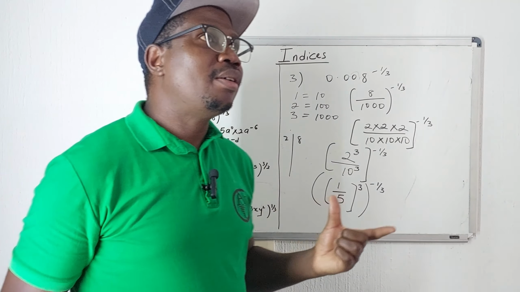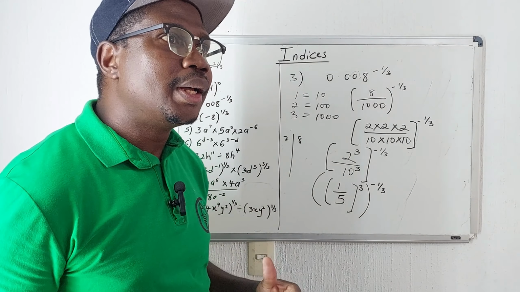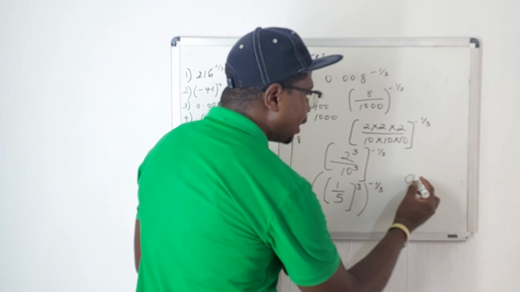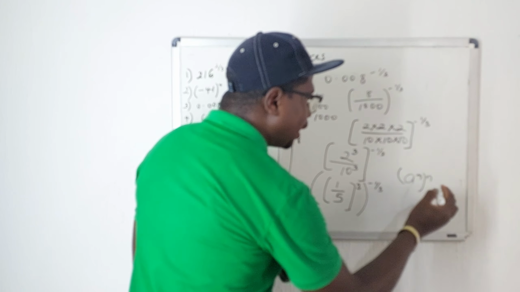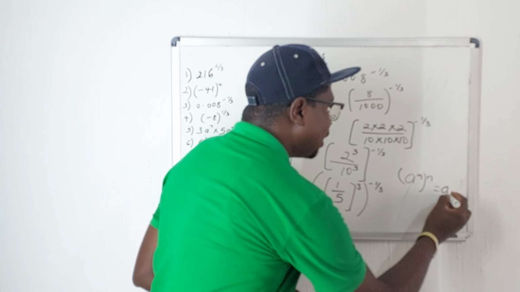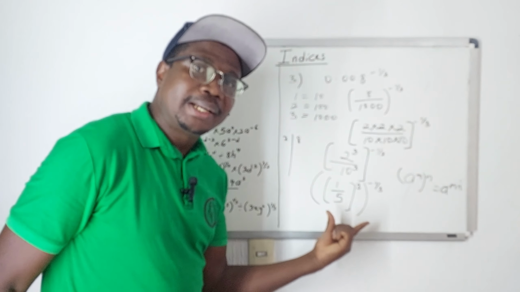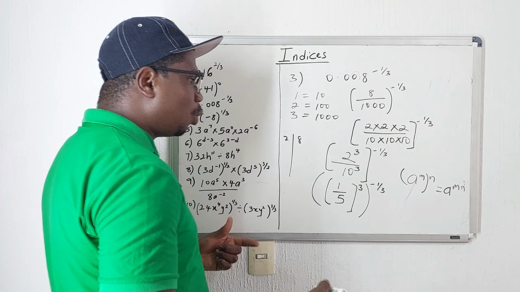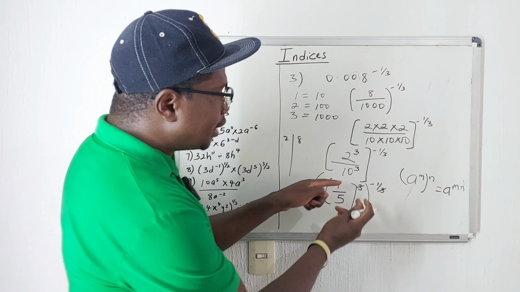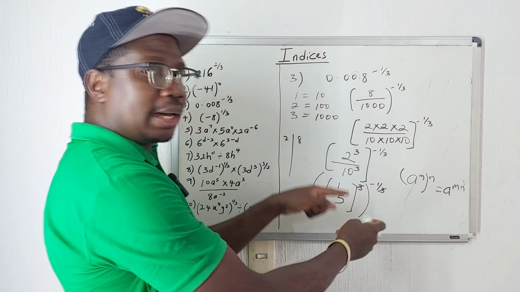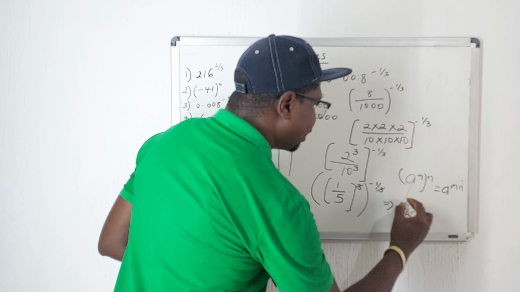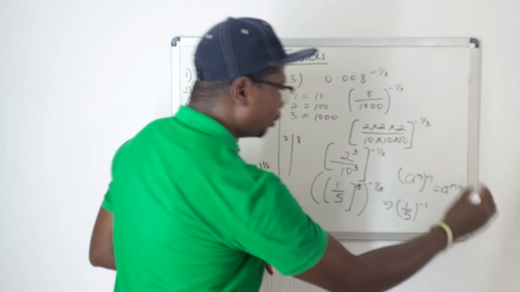Now, from the third law of indices, the power law, when we have something like a raised to power m times n, we just multiply the indices, which is equal to a to the power mn. We're going to apply that same law here. So what do we do? This can multiply this, because this is the numerator, this is the denominator. 3 can go. So what do we have left? We have 1 over 5 raised to power minus 1.